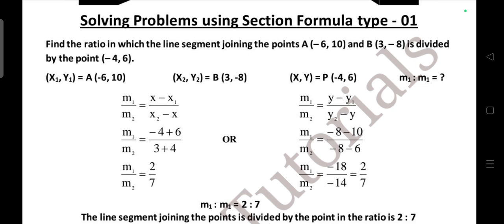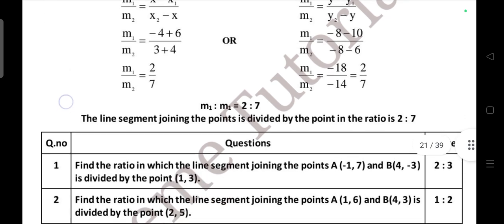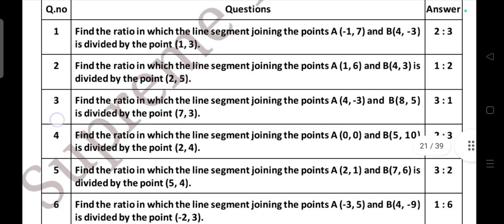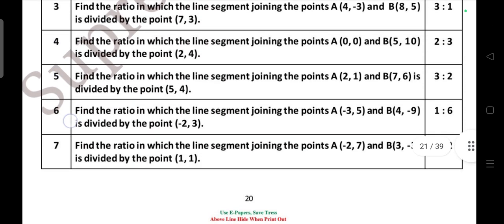Next one, section formula. Find the ratio in which the line segment joining the points. If the word ratio comes, you have to put the section formula, that is the m1 and m2 formula. So this is the section formula: a point A of 6, minus 6, 10 and B of 3, minus 8 is divided at the point minus 4, 6. So this is the answer. This is your practice question. I am not explaining in detail because the video will become longer.